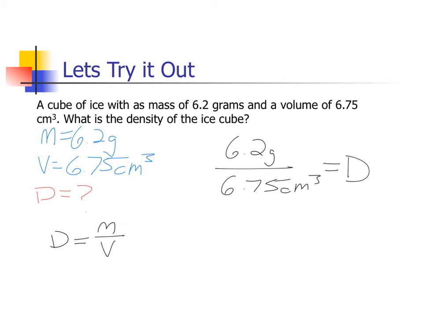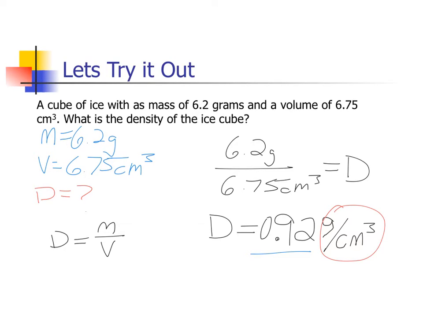And so now we can see that the density is equal to 0.92 grams, because it wouldn't be just a number, it would be a number and a unit. It's grams per centimeters cubed. So it is a number and the unit.